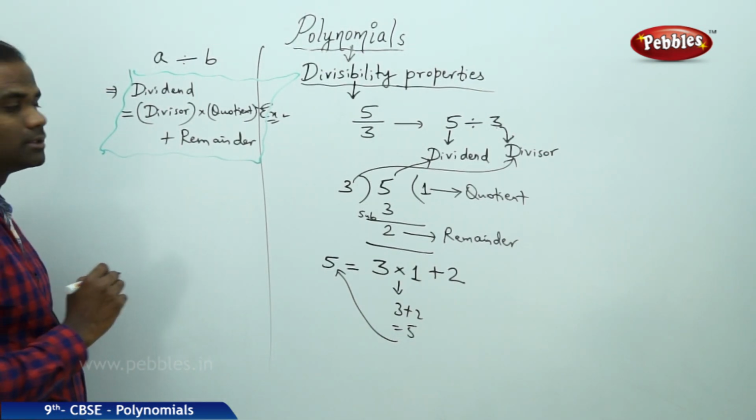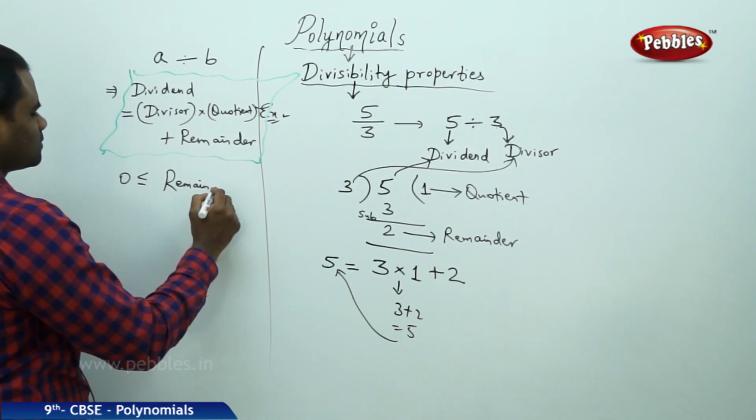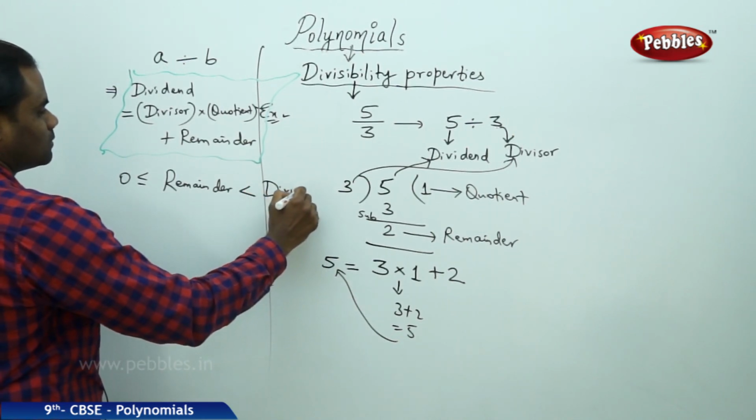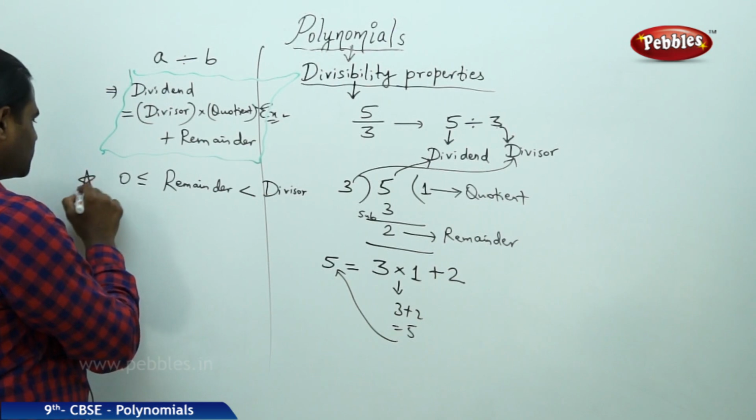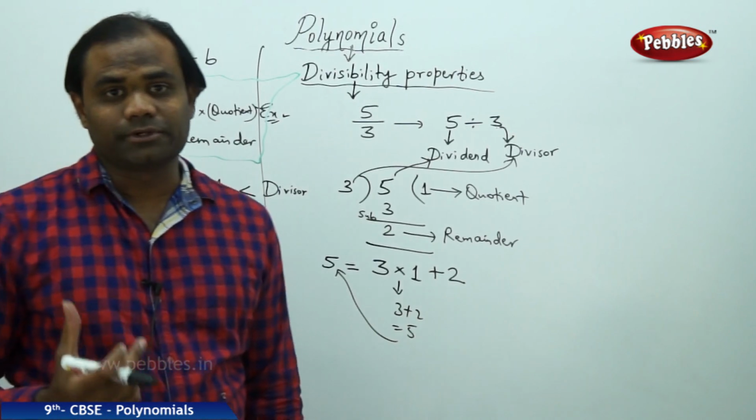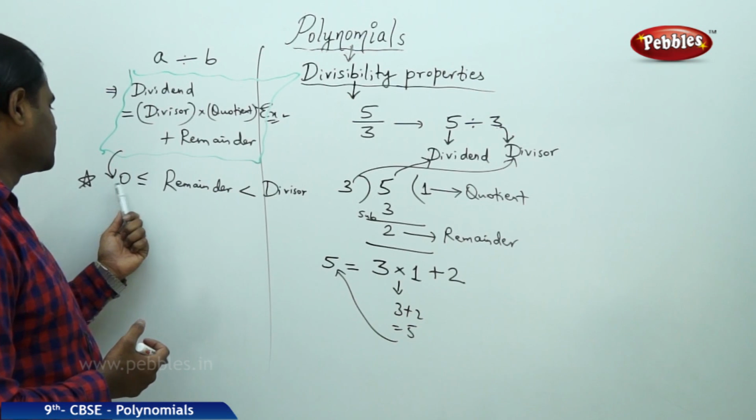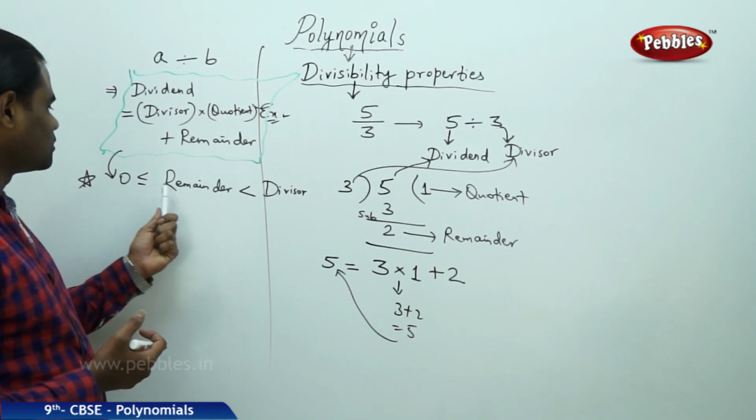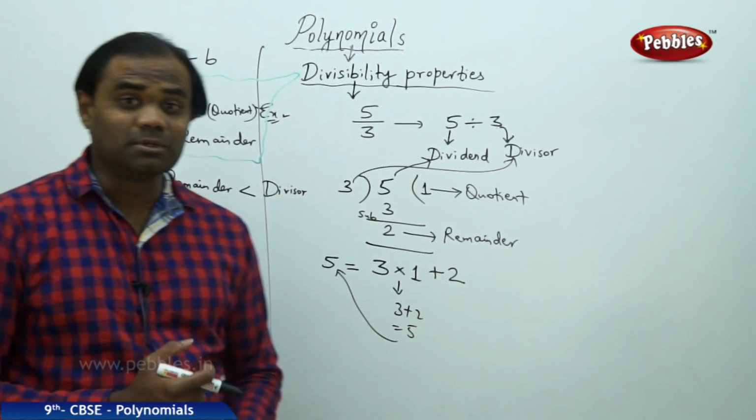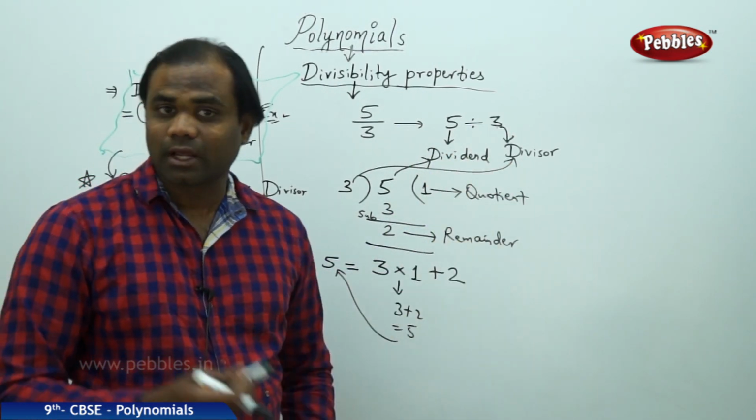And more importantly, the remainder always lies below the divisor, which is a very important property. Dividend is divisor into quotient plus remainder, and the remainder can never exceed the divisor, and it is always non-negative. So 0 less than or equal to remainder less than divisor is how we understand the divisibility properties connecting the divisor, the dividend, the quotient, and the remainder.